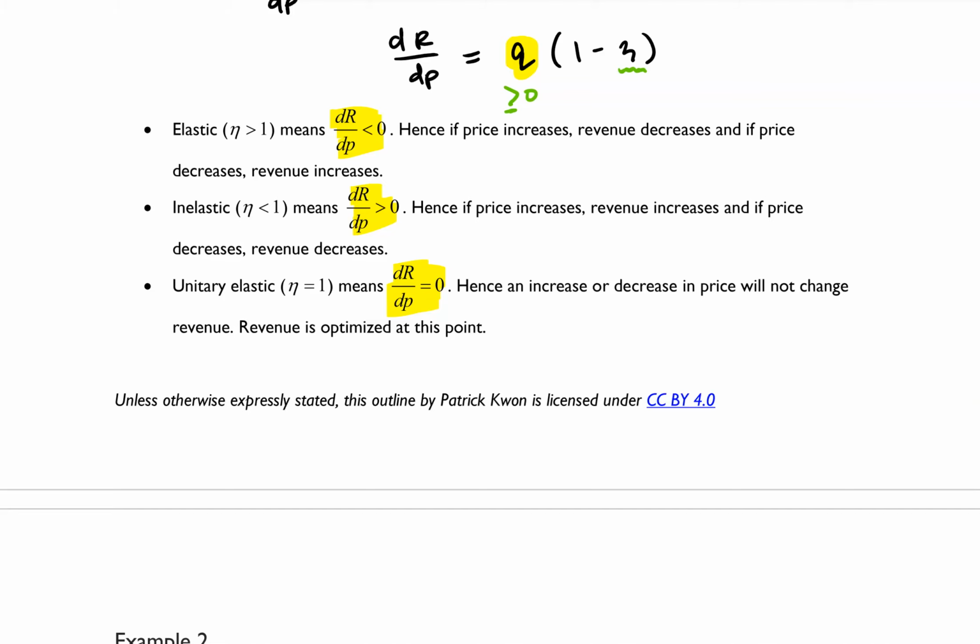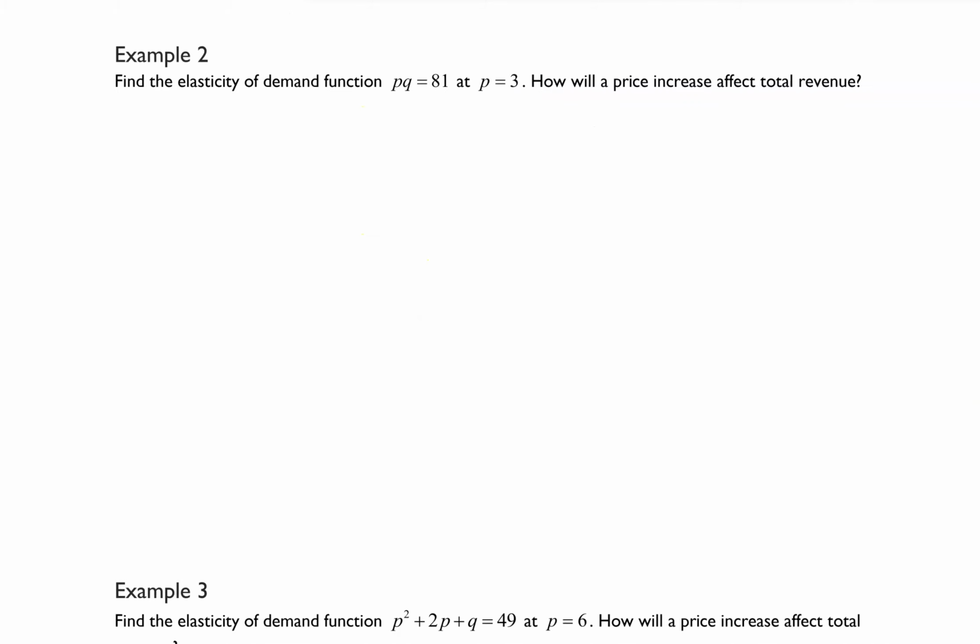Let's look at an example. Example 2 says find the elasticity of demand function PQ equals 81 at P equals 3. How will a price increase affect total revenue? So we want to find eta, which is equal to negative P over Q times dq/dp. And so we need to take this function and solve it for Q. So if we did that, we get Q equals 81 over P. And then if we take the derivative of that, we get negative 81 over P squared.